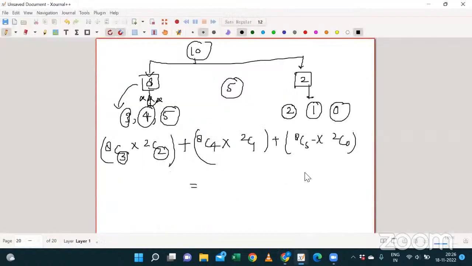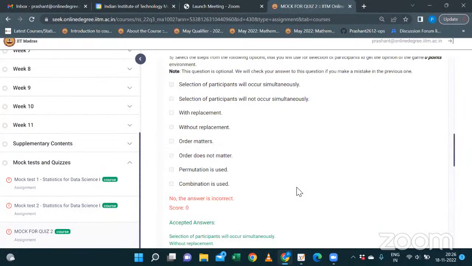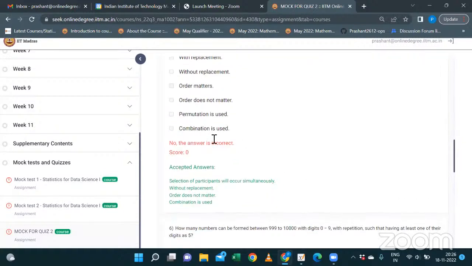Because we only have to choose 4, just select the 3 participants. It can be any 3, right? Since we are doing only selection, we are not arranging the things, and order does not matter. That means combination will be used.